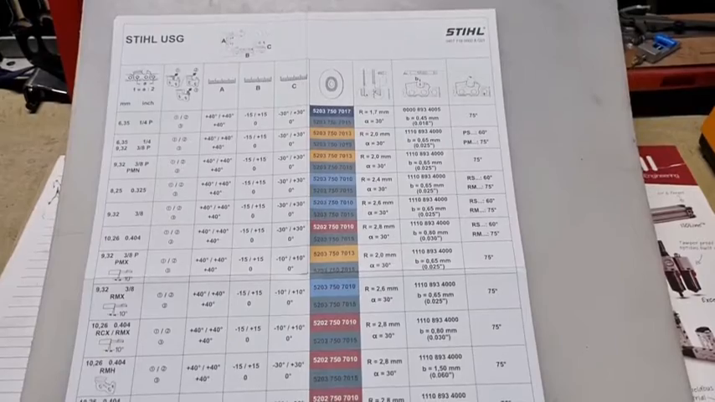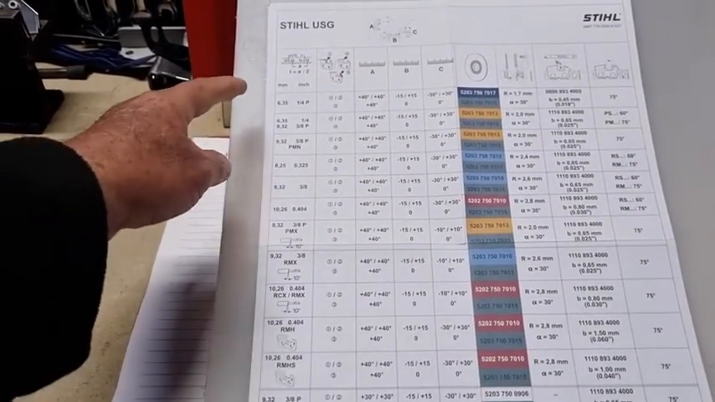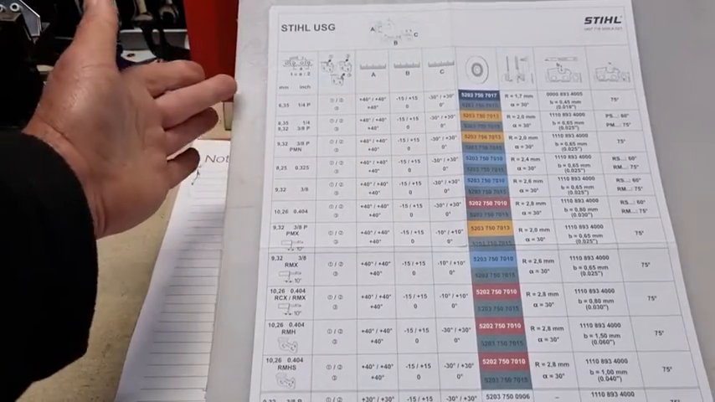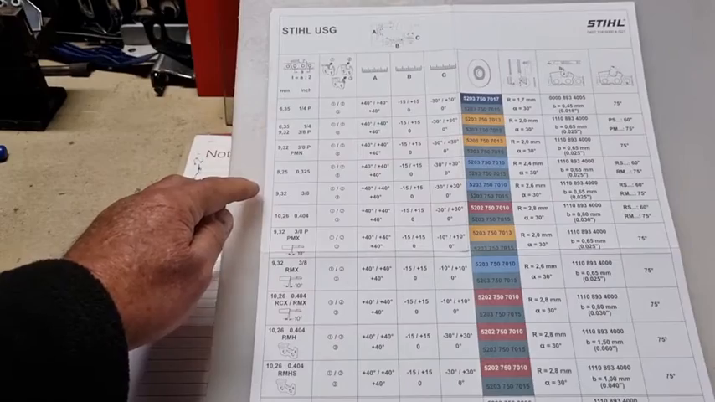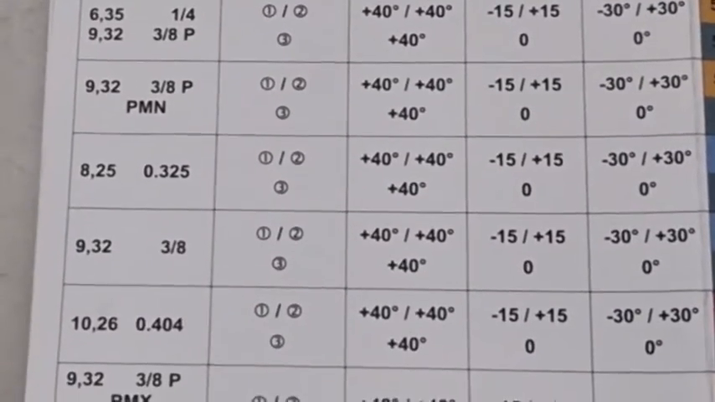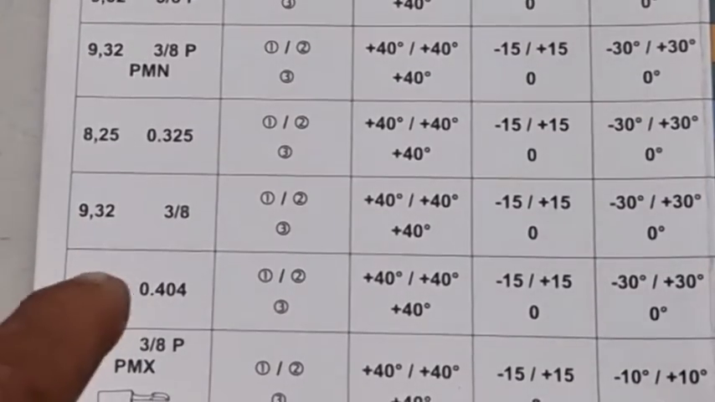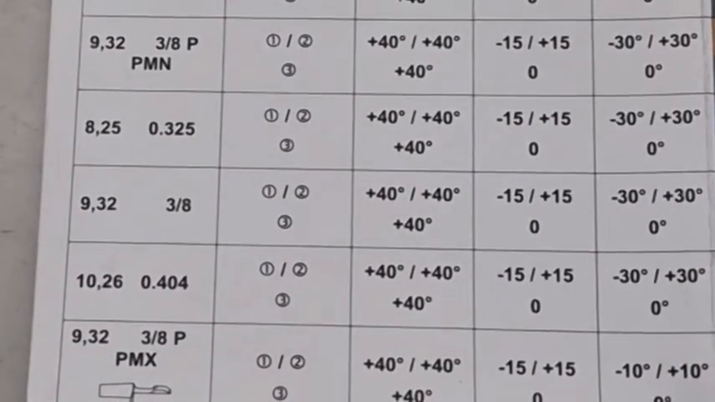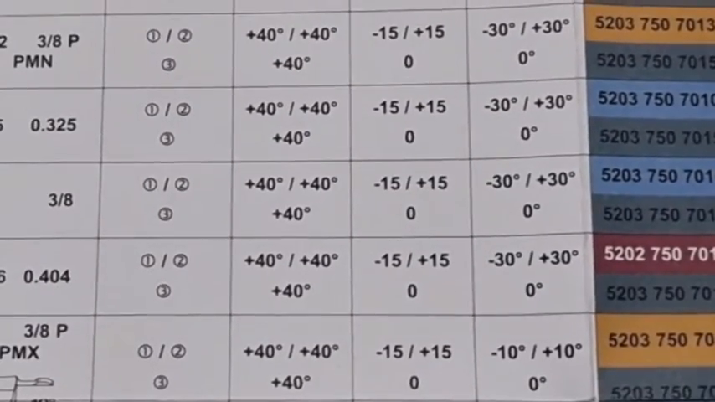I've explained it all, and if you look down here, you'll see the different chains. It starts off with the smallest and gets bigger. If we zoom in, you can see that we've got 3/8 chain here. Now, that could be 3/8 full chisel or semi-chisel.